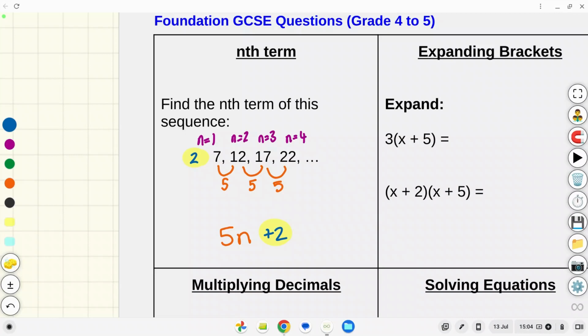What's the use of this? Well, if we wanted the 20th term, we just substitute n as 20, because for the 20th term, n will be 20. So we do 5 times 20, add 2, which is 102. So using that rule, we can find any term of the sequence we want.